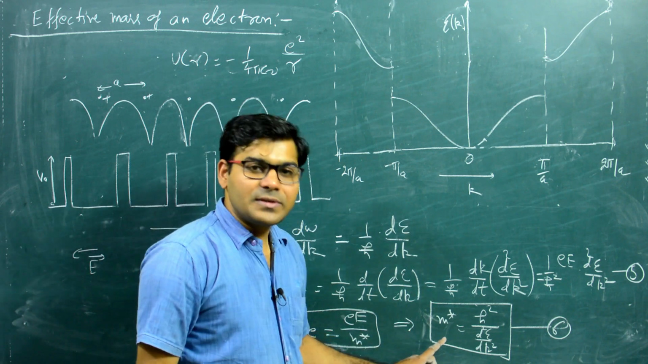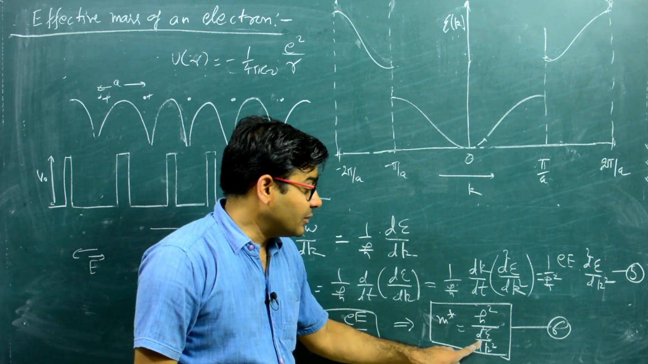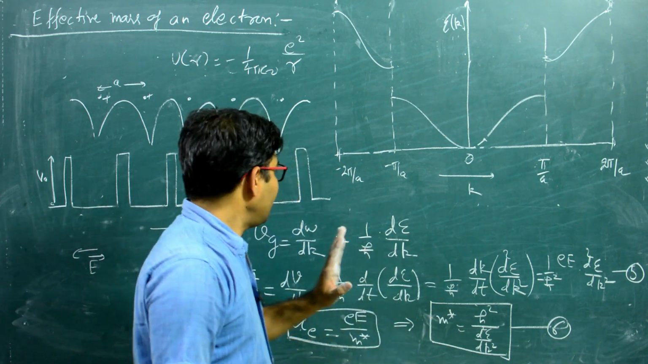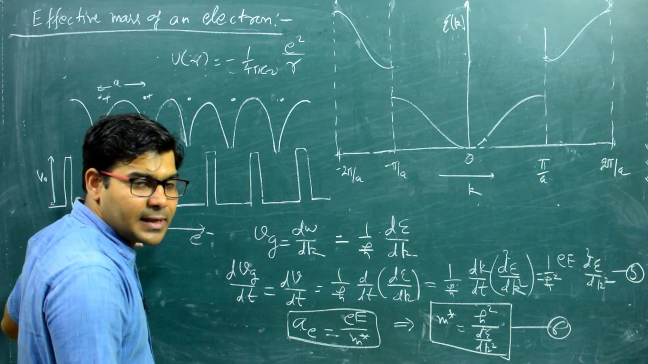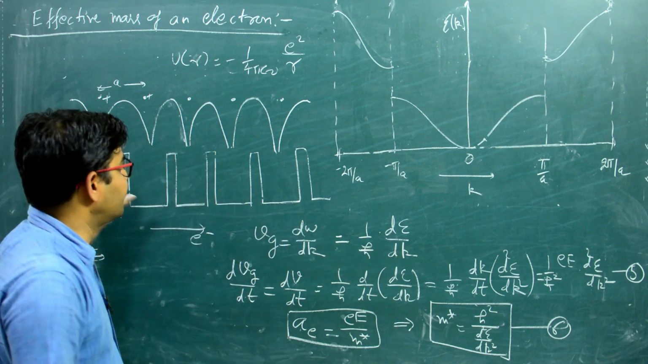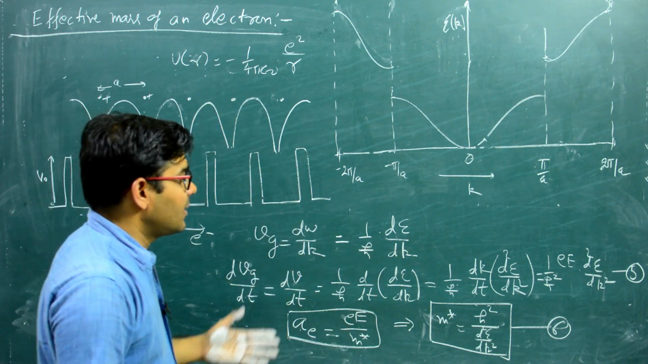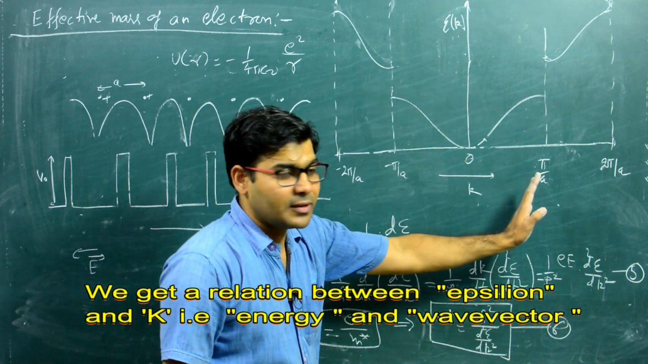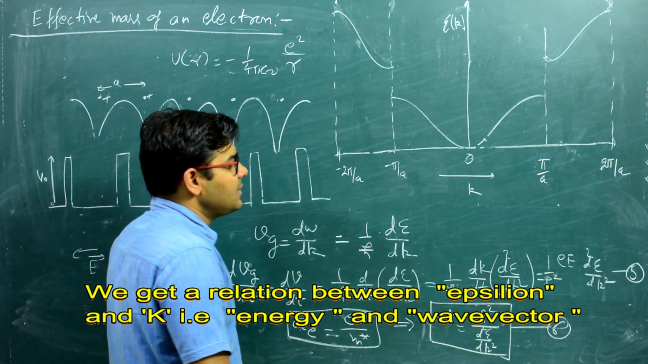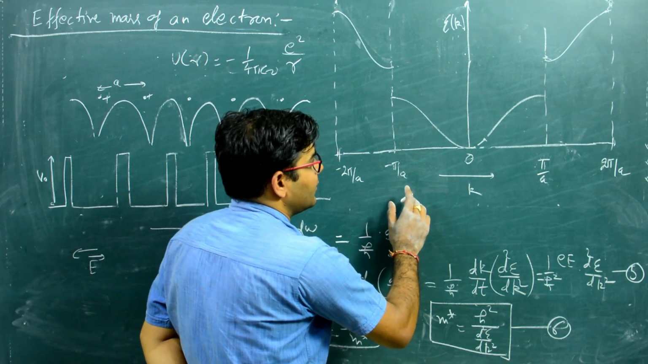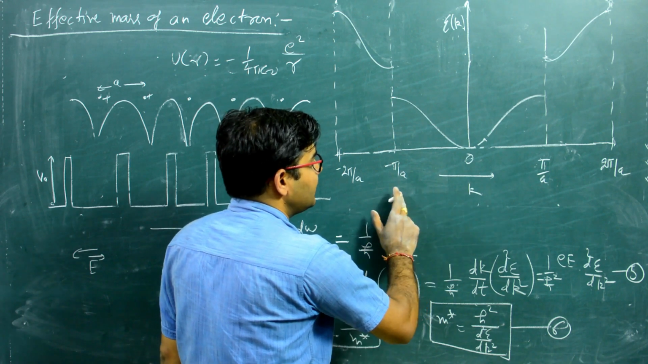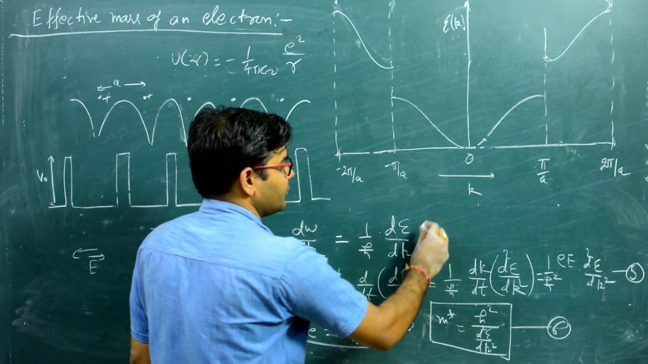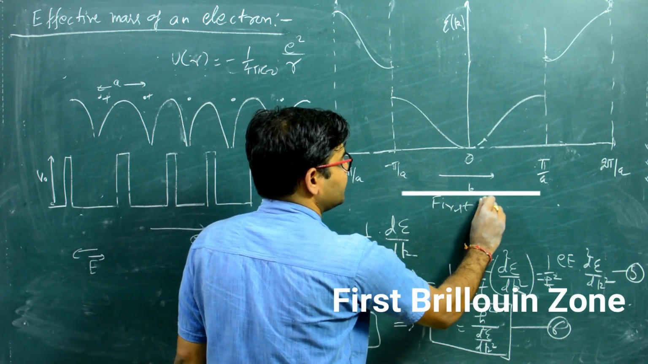Now from this formula we observe that the effective mass depends on d2 epsilon by dk2, because h cross is a constant. Now when we solve the Schrodinger equation for such a model of a one-dimensional periodic lattice, we get a relation between E and K, which we can plot, and after plotting we get this kind of graph. What we see from this graph is that this region here, minus pi by a to pi by a, is known as the first Brillouin zone.